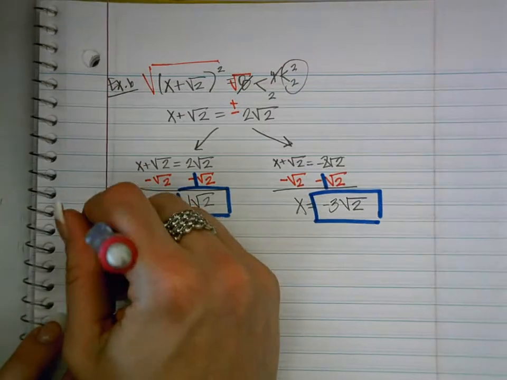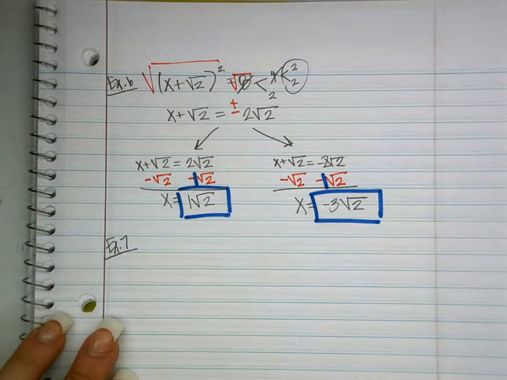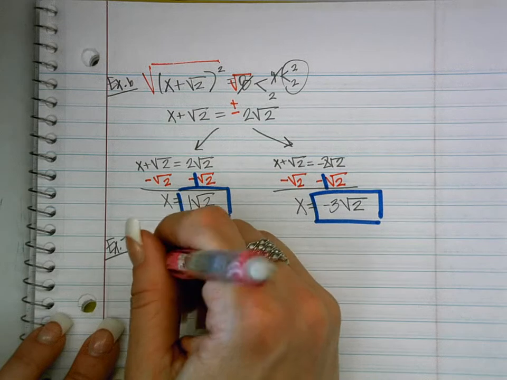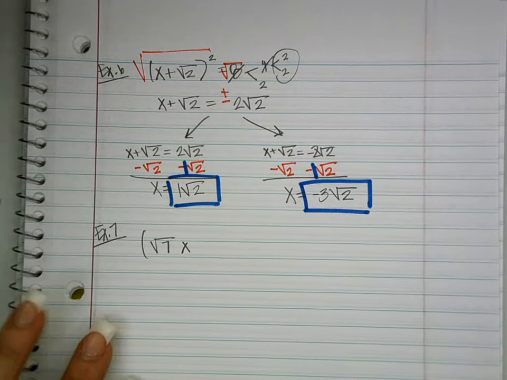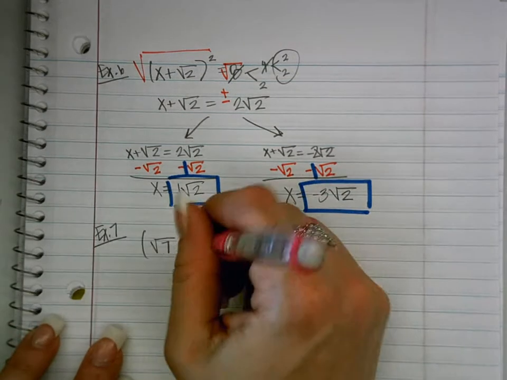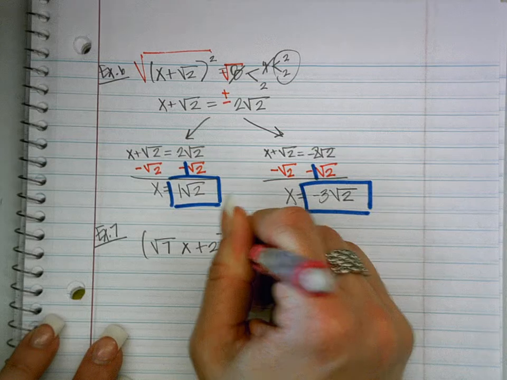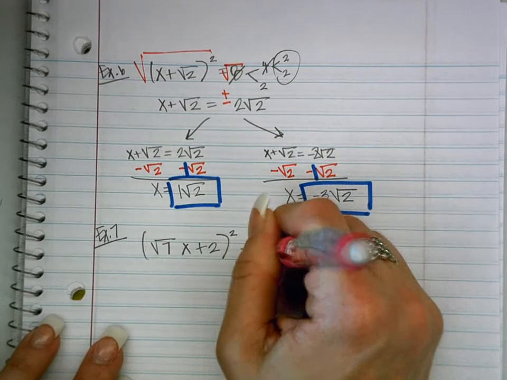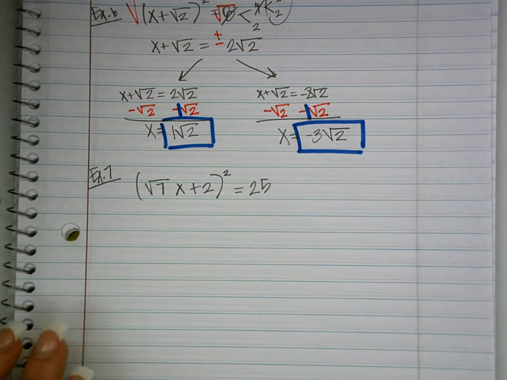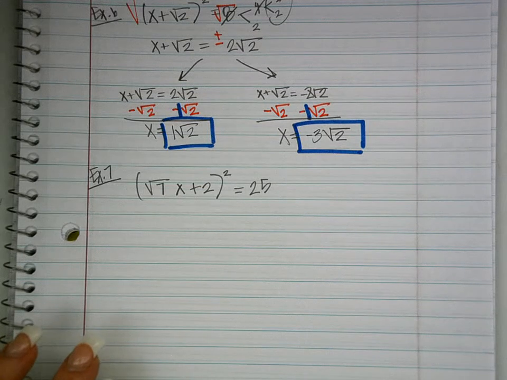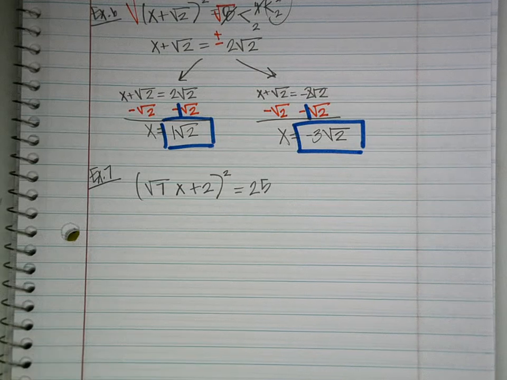Okay, I'm going to do one more and then we'll be done. For number 7, I'd like you to solve, in parentheses, √7x. The √7 is underneath the radical, the x is not. So √7 times x plus 2 squared equals 25. √7 times x plus 2 quantity squared, so that means all those things in parentheses squared, equals 25. You will have one on your test that's pretty similar to this.